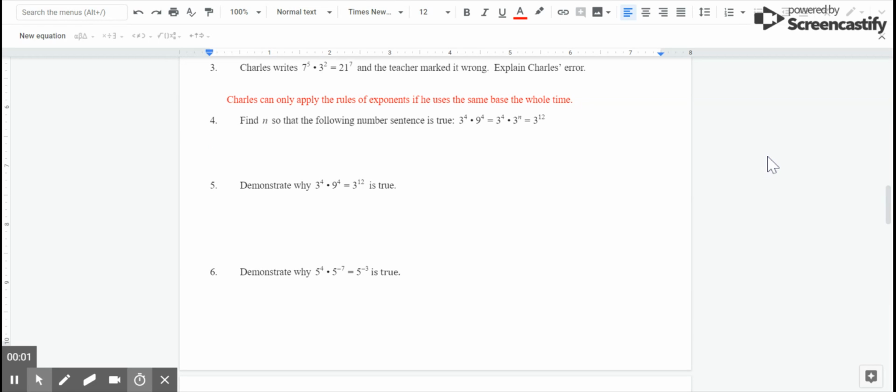Number 4, find n so that the following number sentence is true. 3 to the 4th times 9 to the 4th equals 3 to the 4th times 3 to the n equals 3 to the 12th. Let's look at 2 ways we could find n.